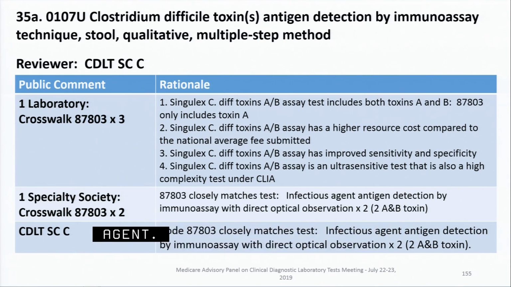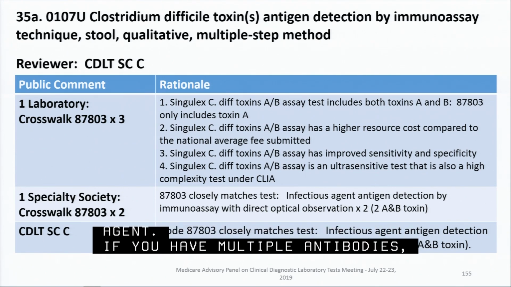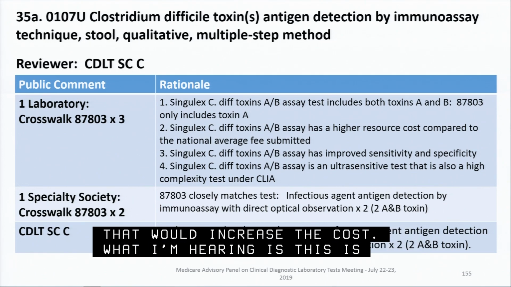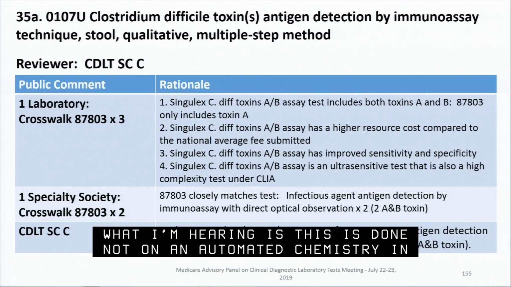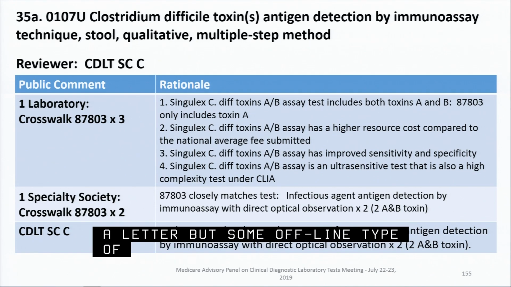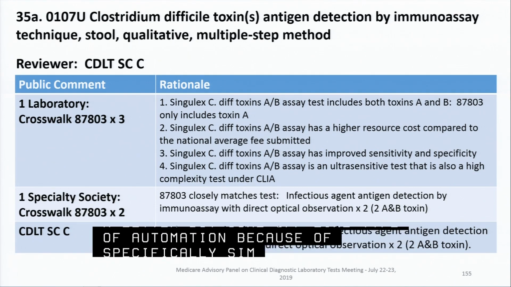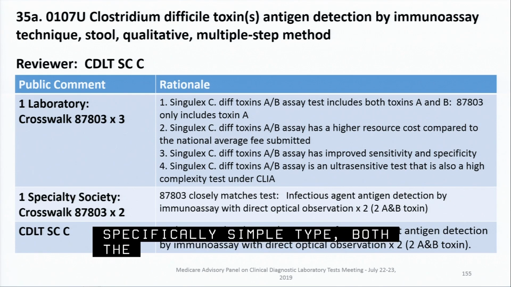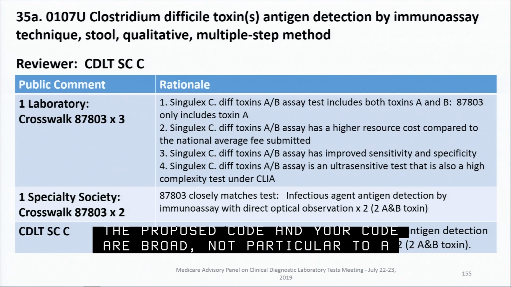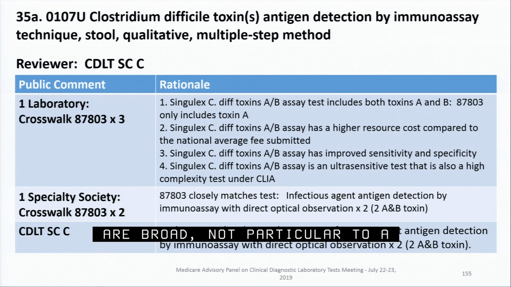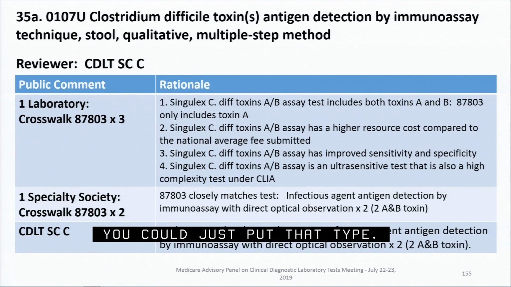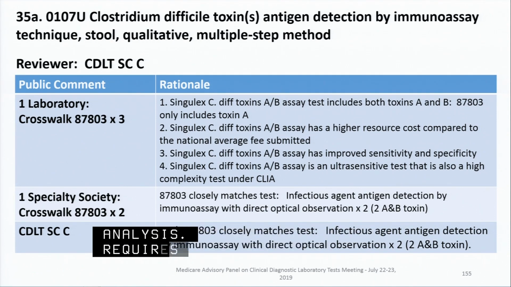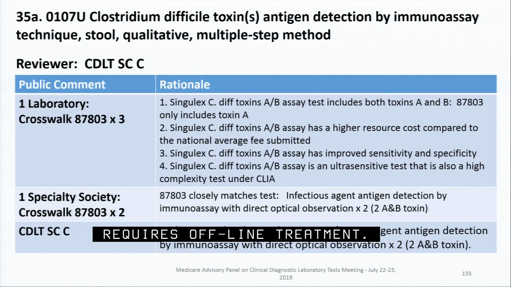But what I'm hearing is this is done not, say, on an automated chemistry analyzer, but more some offline type of automation because of specifically the sample type. Both our proposed code and your proposed code are just broad, not specific to a particular matrix, whereas this is specific to stool, where you couldn't just put that type. It'd be similar to whole blood analysis on a chemistry analyzer. It requires some offline treatment, and we didn't take that into account when we had our discussion, and I think it's a pertinent point.